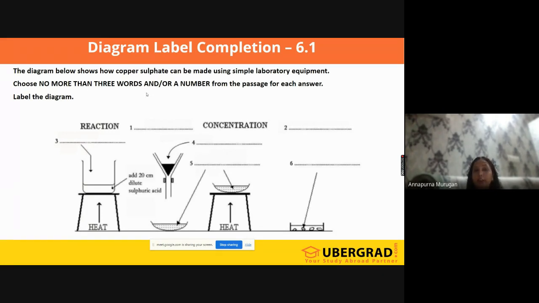Here, no more than 3 words or a number you need to write. Here you could see some kind of block letters they have given. These block letters could be the processes. And they have given something in the beaker, then a funnel, then we have a glass dish and something here. Always when they give time to look at the question, try to understand it, just have a look at it.